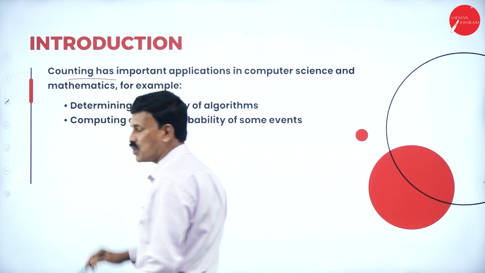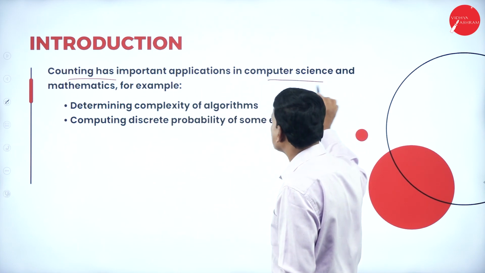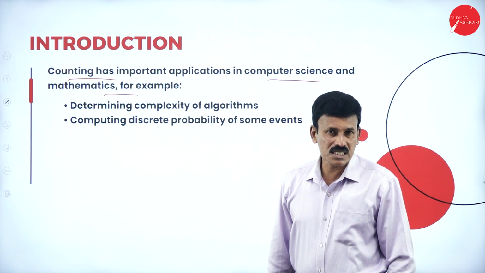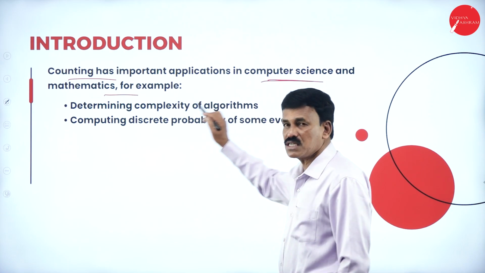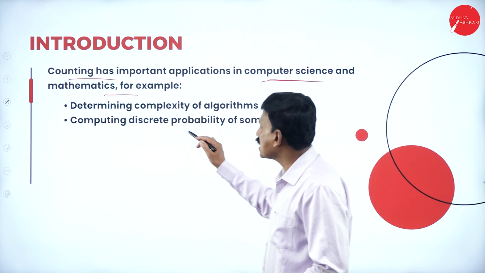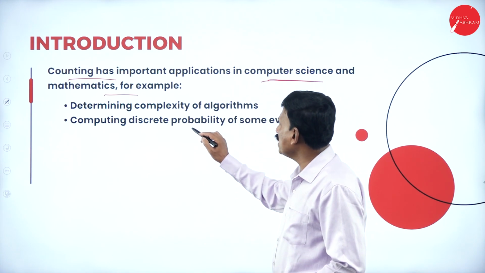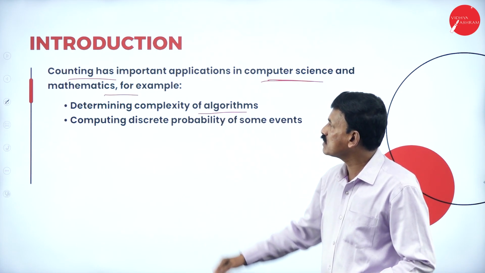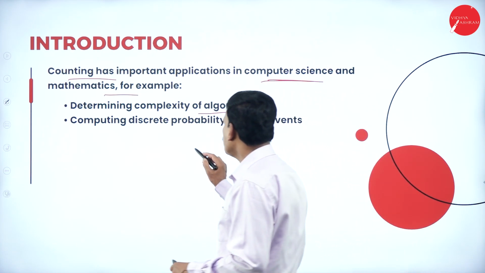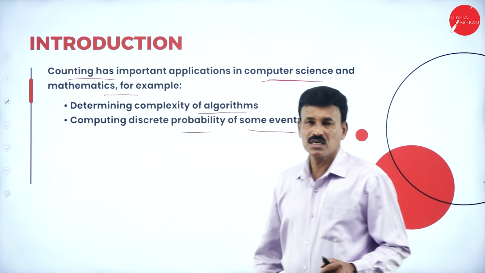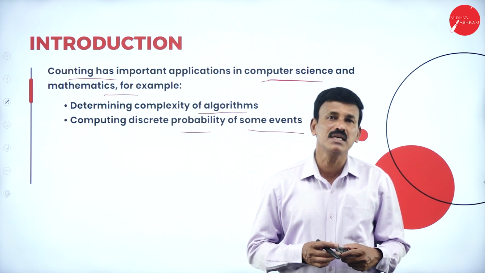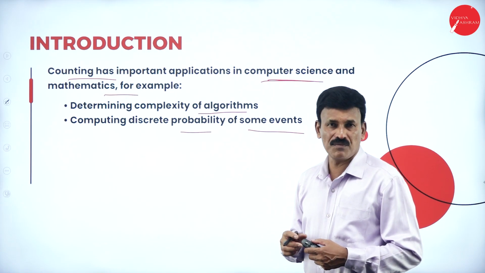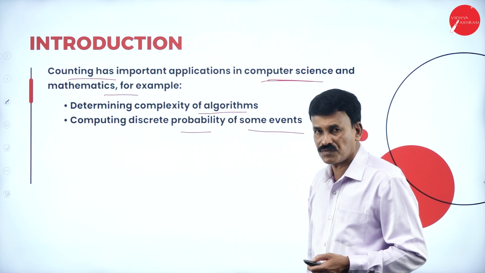So what is counting? Counting has an important application in computer science and also in mathematics. So this plays a very important role in the field of computers as well as in mathematics. Let us consider, for example, determining the complexity of an algorithm. To determine the complexity of an algorithm, we use the concept of counting, and also for computing the discrete probability of events. To compute the discrete probability of events, we use the principle of counting.